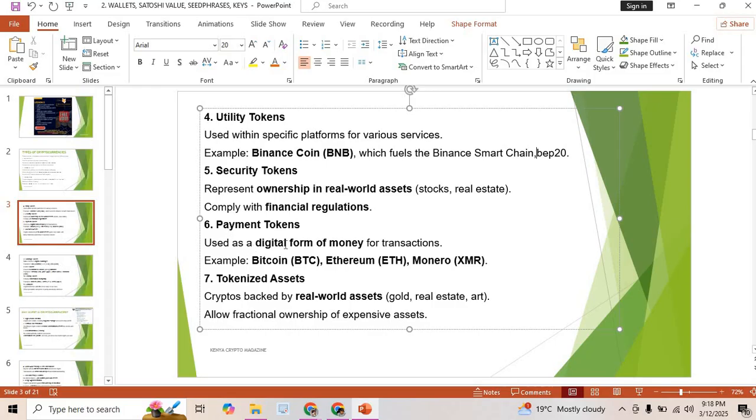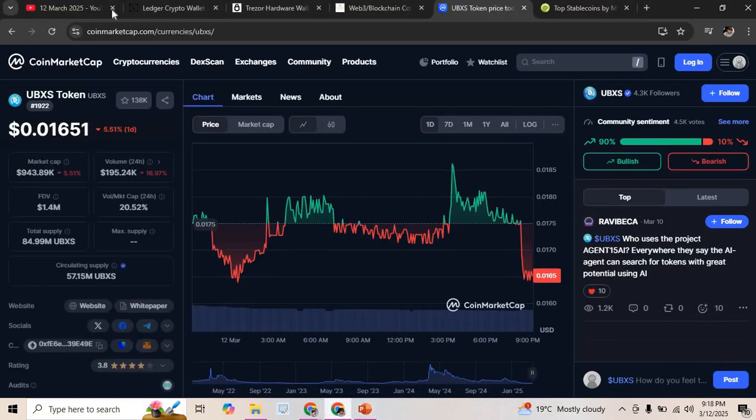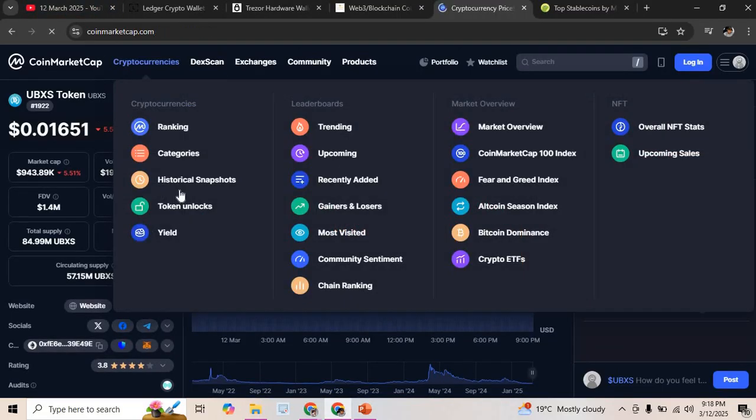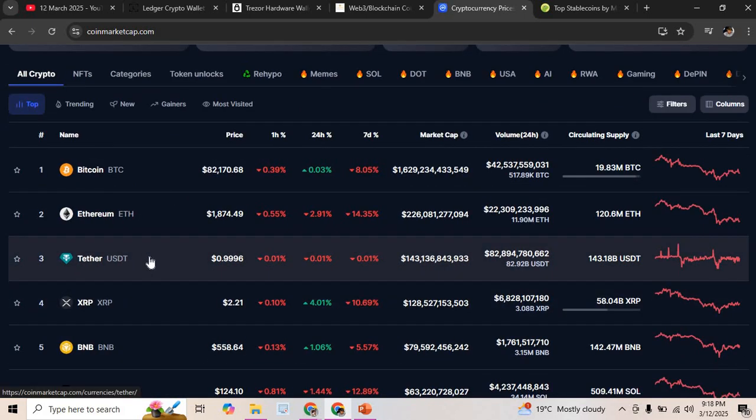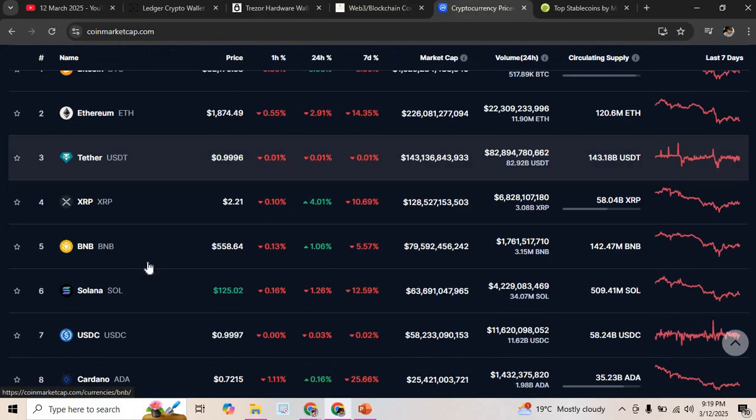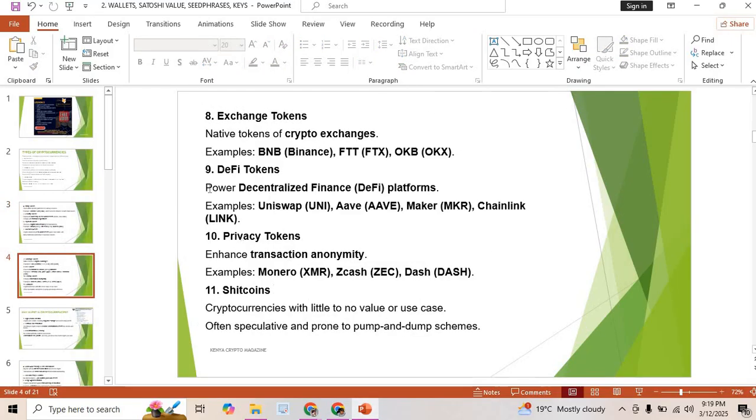They are used as a digital form of money for transactions. For example, you can get paid using Bitcoin, you can get paid using Ethereum, Monero. In short, this one represents every type of crypto that we have, because you can equally be paid using Solana, you can equally be paid using BNB. Any coin that is listed here, you can easily be paid using it. Depending on what crypto you want to receive, you can pick and choose what to be paid with. Then you have the tokenized asset.